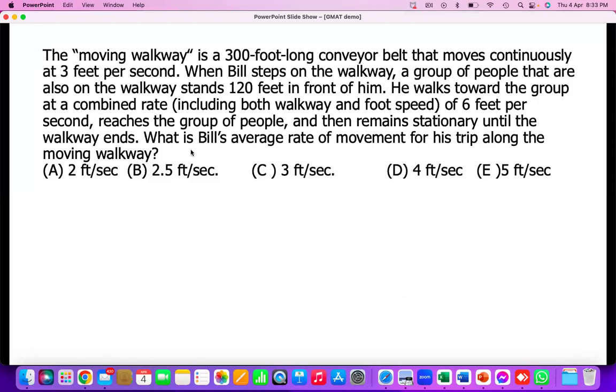Okay, so this is the question. Just try it and then I'll explain. Just problem solving again.